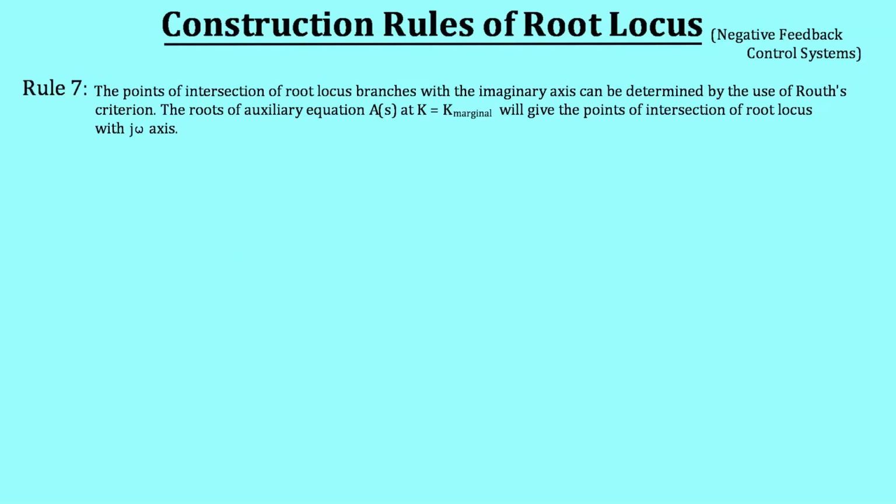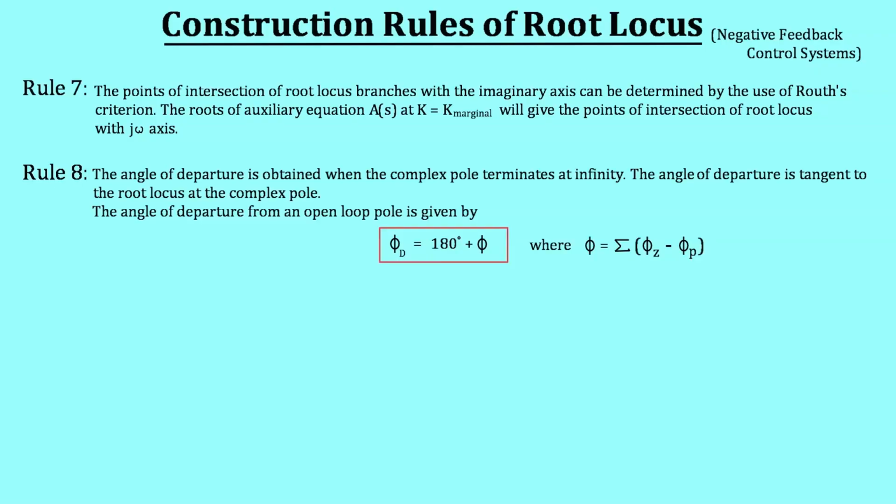Now let's come to the next rule, which is the point of intersection of root locus branches with the imaginary axis can be determined by using the Routh-Hurwitz criteria. The roots of the auxiliary equation will give the points of intersection of root locus with the imaginary axis. The last rule is the angle of departure, which is obtained when the complex pole terminates at infinity. The angle of departure is tangent to the root locus at the complex pole.